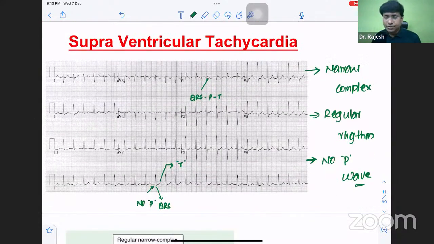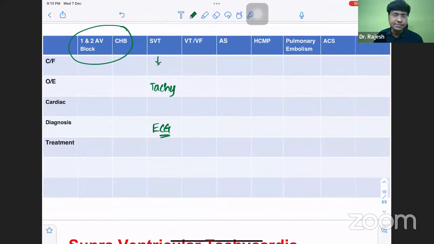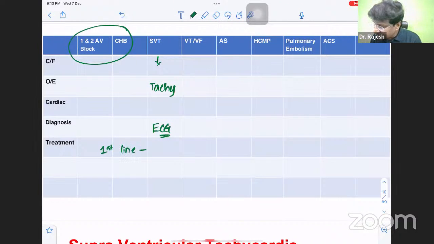So how will you diagnose your supraventricular tachycardia? That is by your ECG. Then how do you treat? See, the first line treatment for your SVT will be stimulation of the vagal maneuvers.